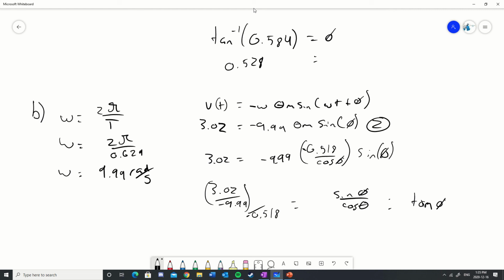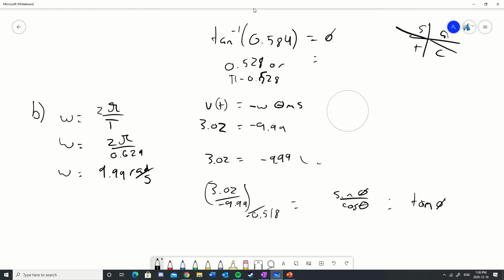0.528 or pi minus 0.528 because of the CAST rule, which states that it's either here or here. So if I go ahead and get rid of this, we can determine which is the correct one.